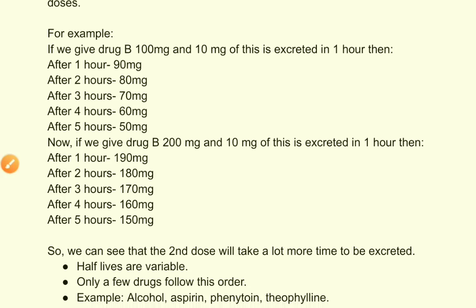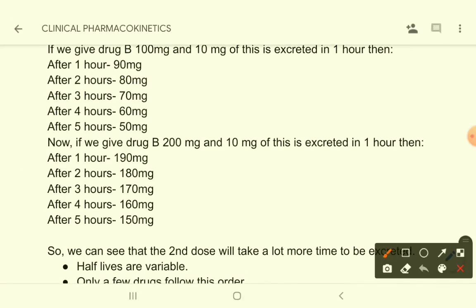So you can see here an example. If we give drug B 100 milligram, and 10 milligram is being excreted in 1 hour, then after 1 hour, 10 milligram will be excreted from 100 milligram. So 90 milligram will remain within the body. After 2 hours, another 10 milligram will be excreted, so 80 milligram will remain. After 3 hours, another 10 milligram will be excreted, so 70 milligram will remain in the body. So after 5 hours, you can see that 50 milligram will remain within the body.